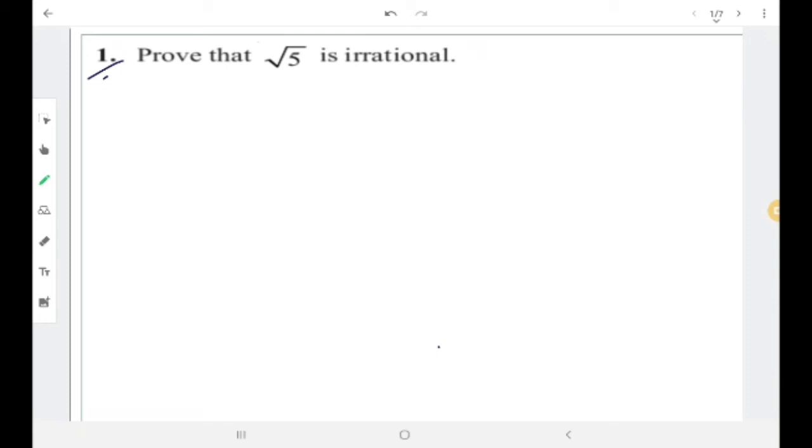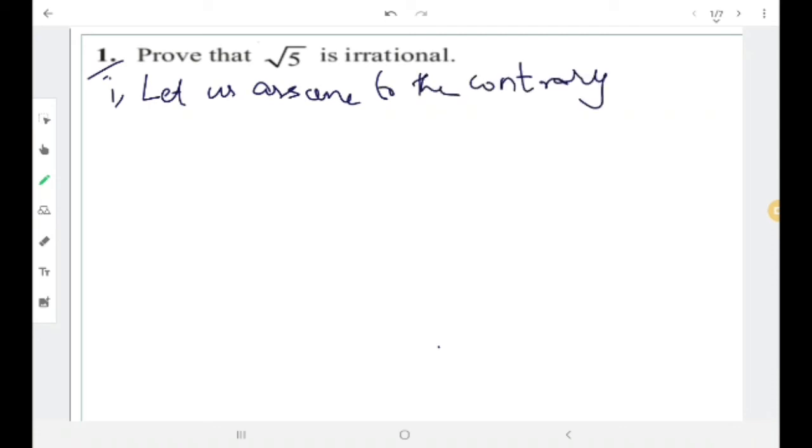Prove that root 5 is irrational. First we have to assume that root 5 is rational, then we have to prove root 5 is irrational. First, let us assume to the contrary that root 5 is rational.